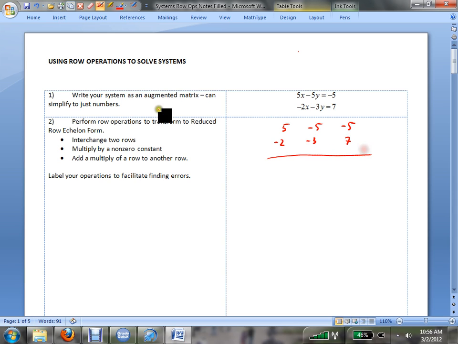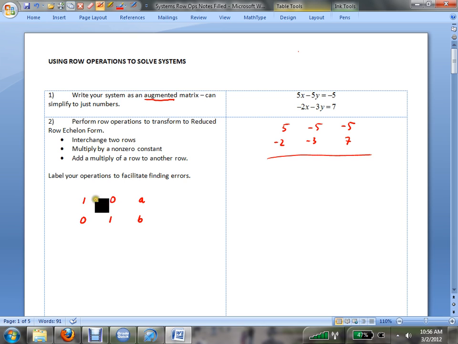I call this an augmented matrix because I am using not only the x and y coefficients, but I'm also using the constants. Okay, my goal is to transform this matrix into the reduced row echelon form. You remember that reduced row echelon form would be 1, 0, and then a constant, which is your answer. We'll say it's A. And then it's 0, 1, and then some answer B.